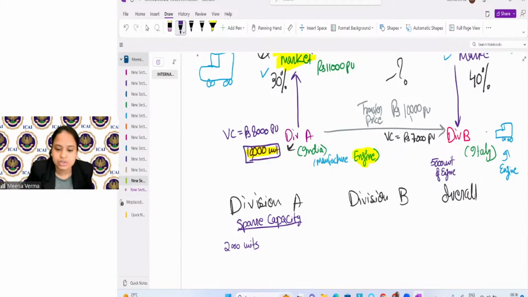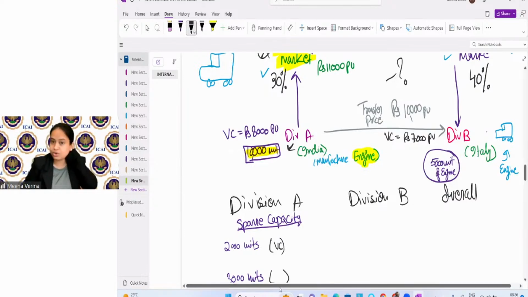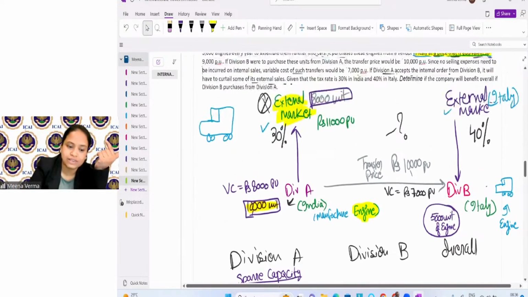Because see, how many units do you want to transfer here? 5,000 units. You have to transfer 5,000 units. So for 2,000 units, you have the spare capacity, but for the remaining 3,000 units, you do not have the spare capacity. Okay, so see, if you have spare capacity, you are happy to transfer the goods at variable cost. But for the other 3,000 units, you have to interrupt the external sale, and then you can transfer the goods internally. Right?